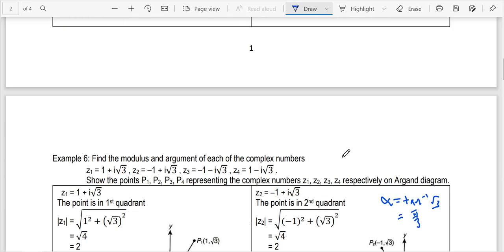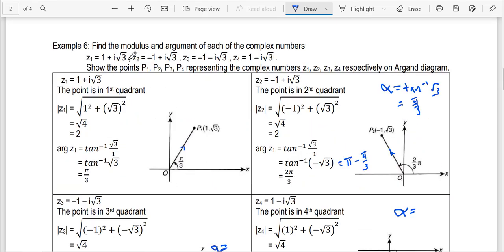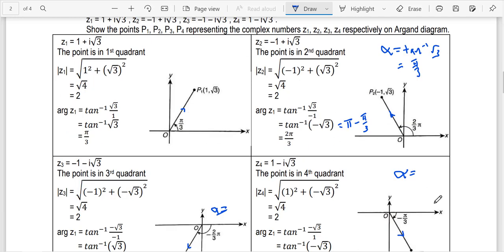Okay, we look at example 6. Find the modulus argument of the complex number. These four represent four complex numbers in four different quadrants. We look at the first quadrant. Normally the first quadrant has not many problems. If both are positive, the number is in the first quadrant. So you just find as usual, find the modulus, all positive, no problem, find 2.